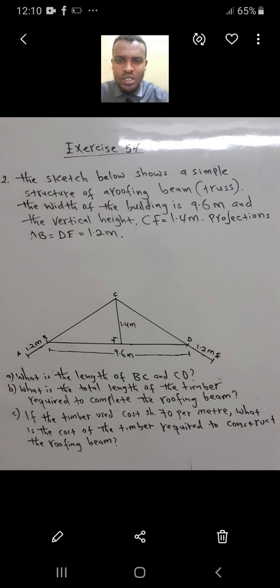The sketch below shows a simple structure of a roofing beam. Truss. The words roofing beam and truss are the same. That's why we have a bracket there. The width of the building is 9.6 meter and the vertical height CF is 1.4 meter. Look at the diagram. When I'm reading, you have to check the diagram. CF, C on top, F at the bottom, in that vertical line. The vertical height is 1.4. Good.